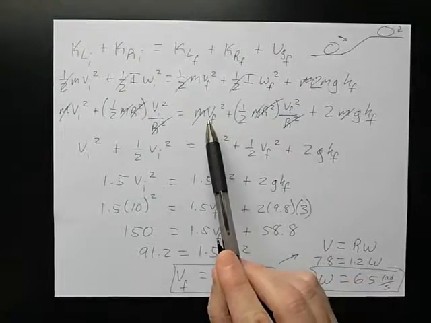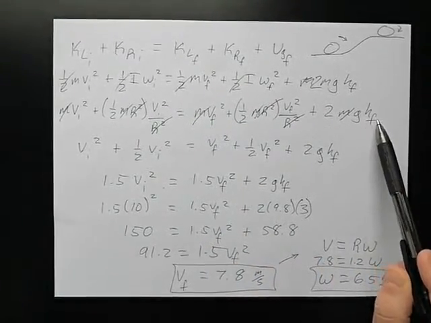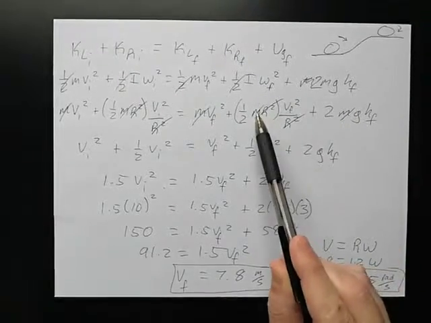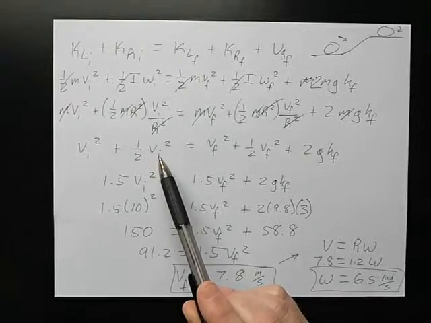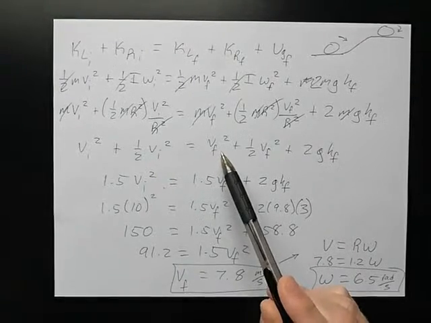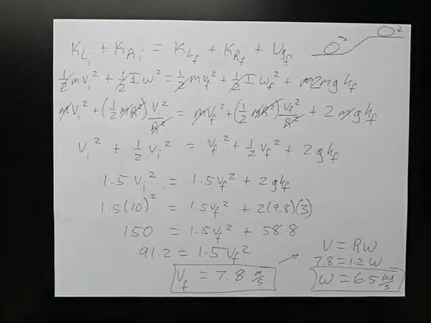On the other side of the equation, you can see we're doing basically the same thing. And then over here, I've got 2 mgh. But then once you do this, you can cancel the m's in every term. So then we're left with v initial squared plus 1/2 v initial squared equals v final squared plus 1/2 v final squared plus 2gh final.